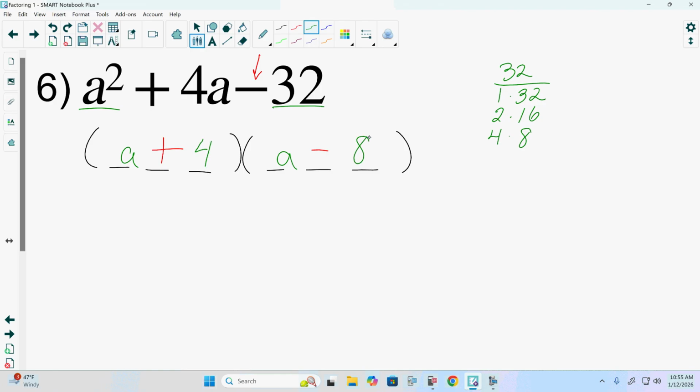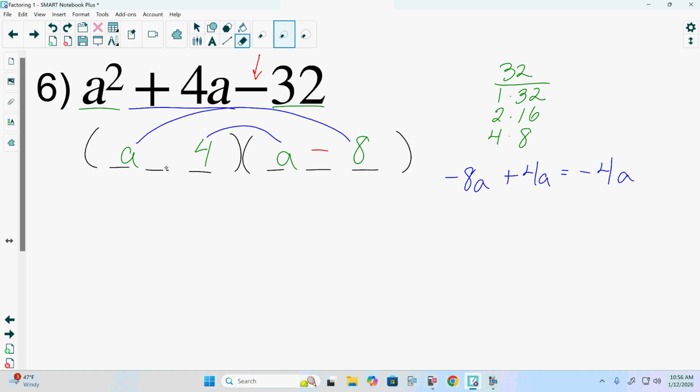4, 8. And again, at this point, I would just plug them in and check and see if we get the correct number. Now, a times negative 8 is going to be negative 8a. Positive 4 times positive a is positive 4a. And negative 8a plus 4a, negative 8 plus 4 is going to be negative 4a. Is that the middle term we wanted? I mean, yes and no. Is it the correct number? Yeah, it's 4, but it's the wrong sign because we want positive, not negative, yes?